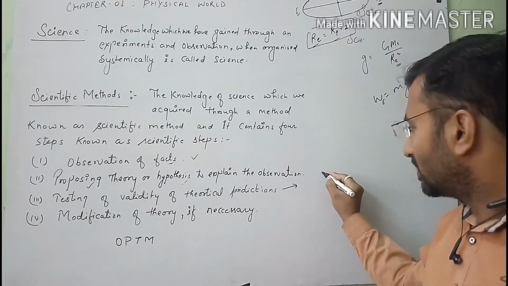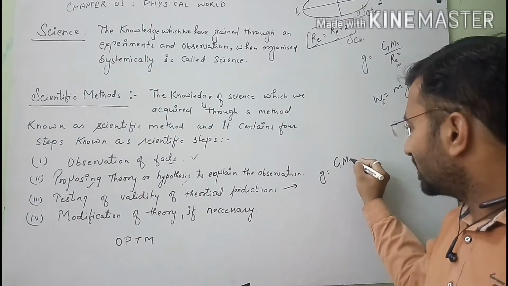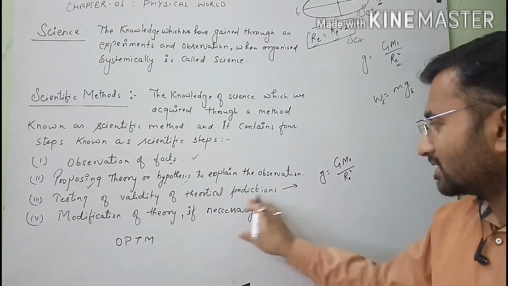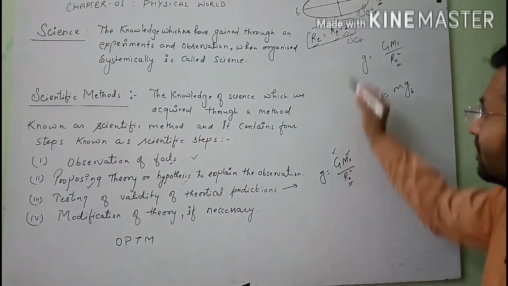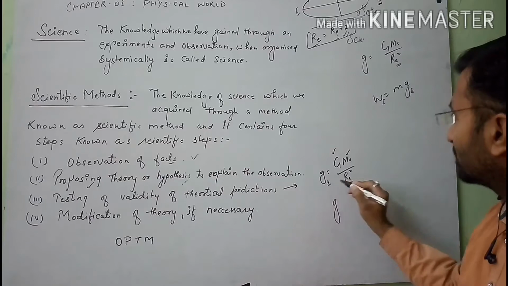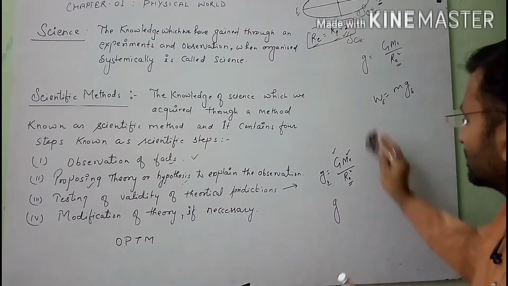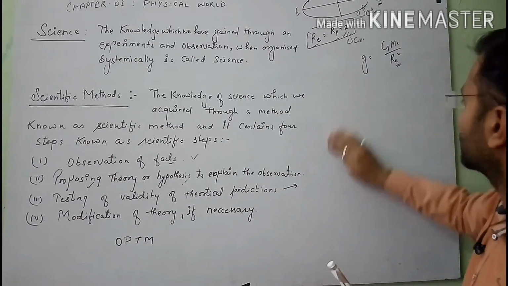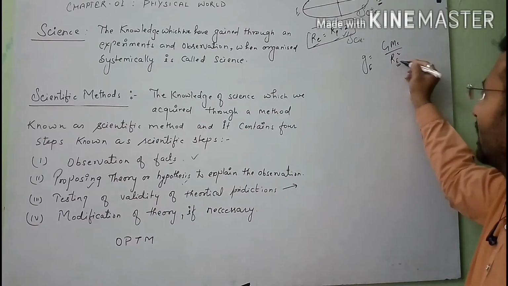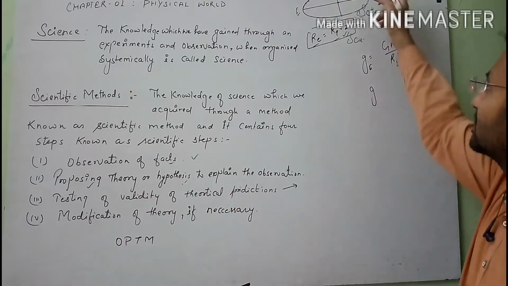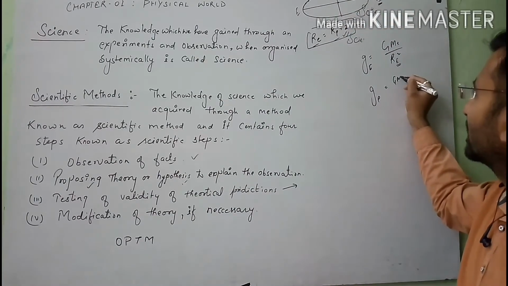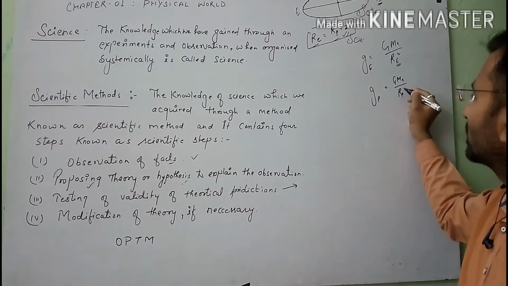the relationship between small g and capital G, which is g equals GMe by Re square. Clear? So this is our testing. Similarly, we observe the value of g at pole. This is the value of g at equator, and after this I will see the value of g at pole, which is again GMe by Rp square.